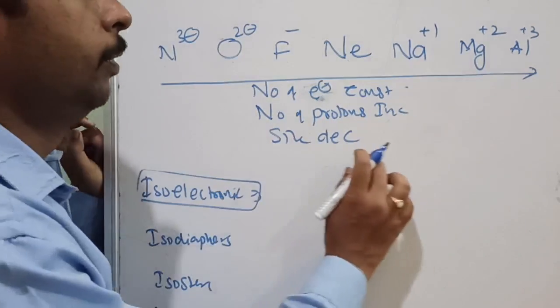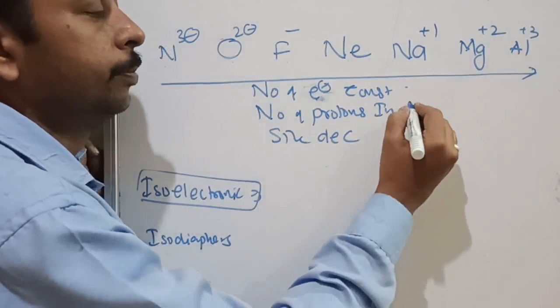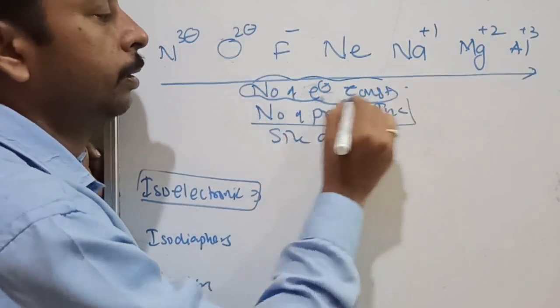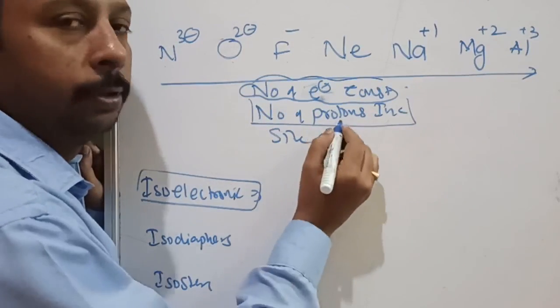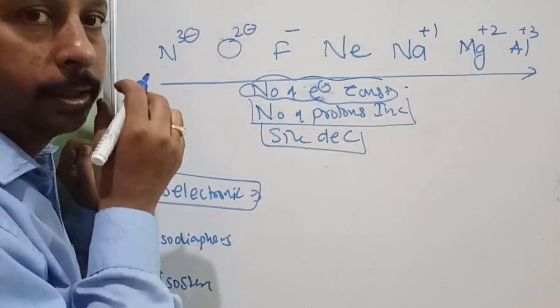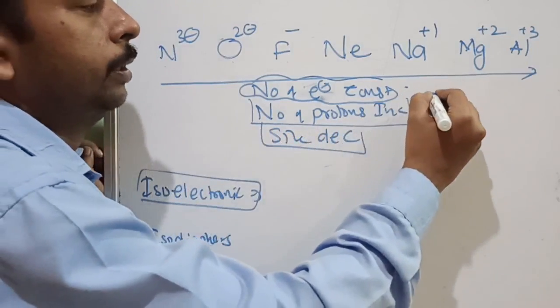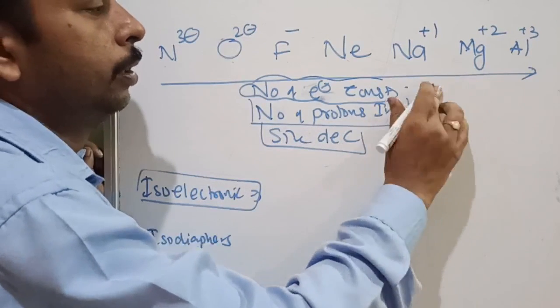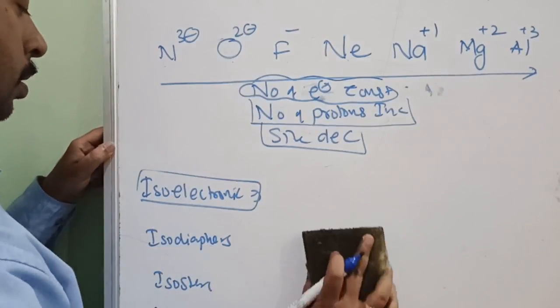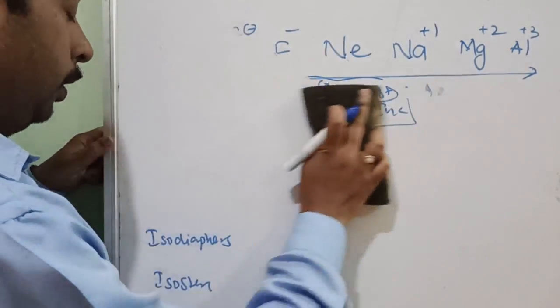Okay, size from left to right, what happens? Decreases, because the electrons being attracted are constant, but the protons that are attracting are increasing. Therefore, size decreases. Is it understood? So electron constant, proton same. Any doubt in this one? This is about the isoelectronic species.